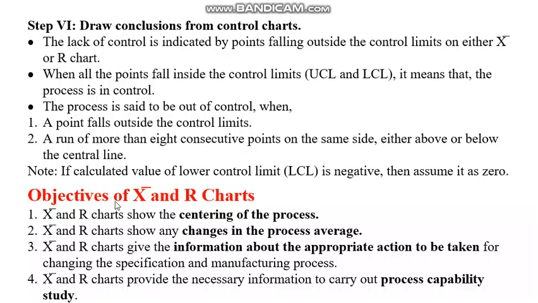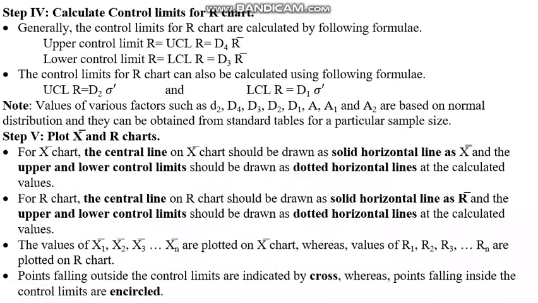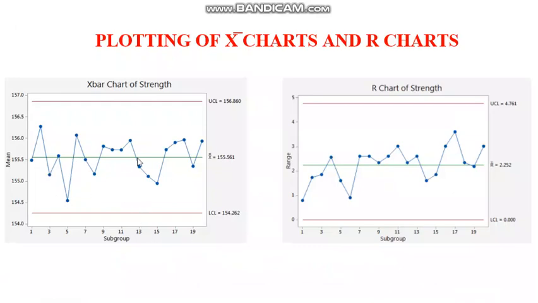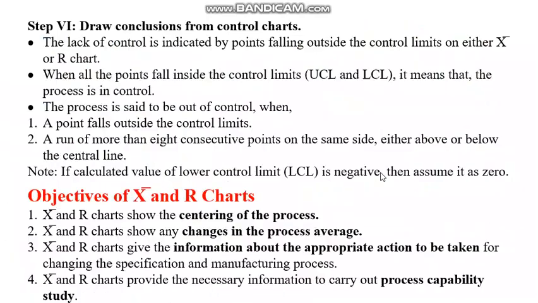Now, the objectives of the Xbar chart and R chart. Xbar and R charts show centering of the process. You can see in the figure we have seen, this is the center, and all these values are falling on either this side or that side. This is called centering; it is more towards the center. Xbar and R charts also show any changes in the process average.